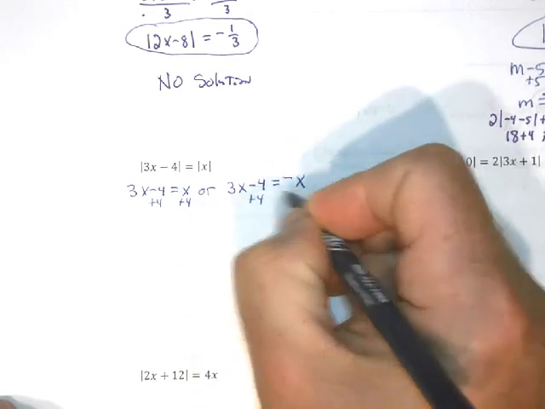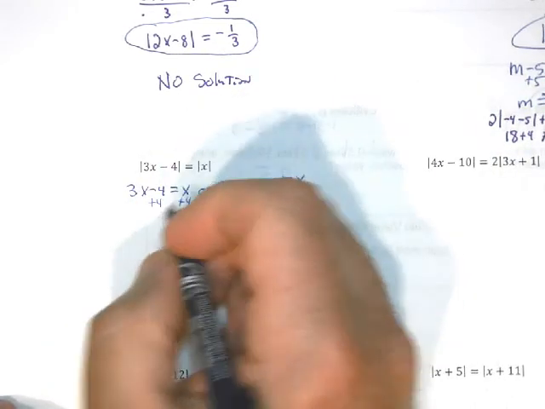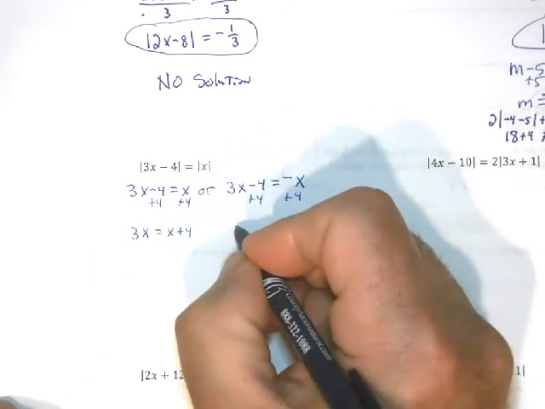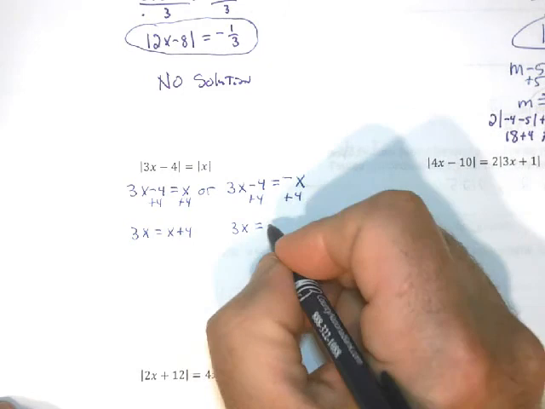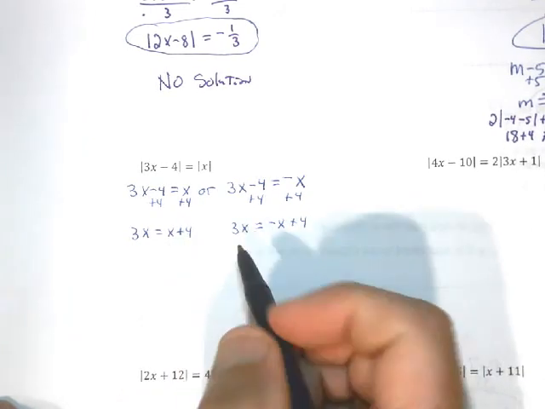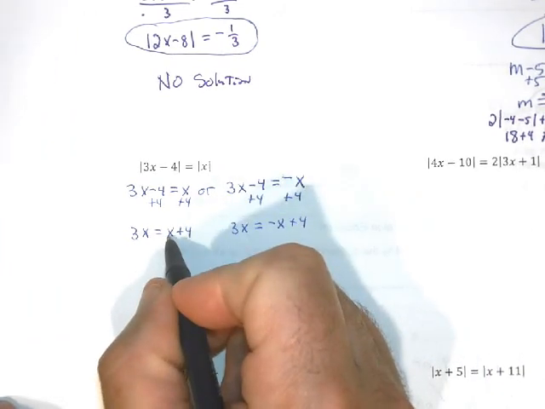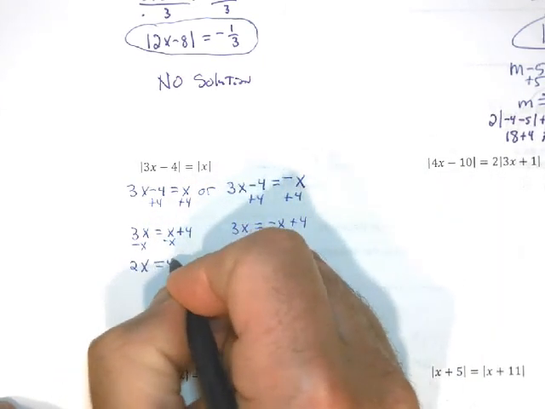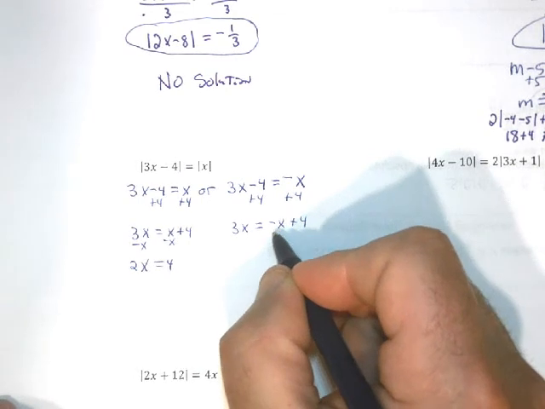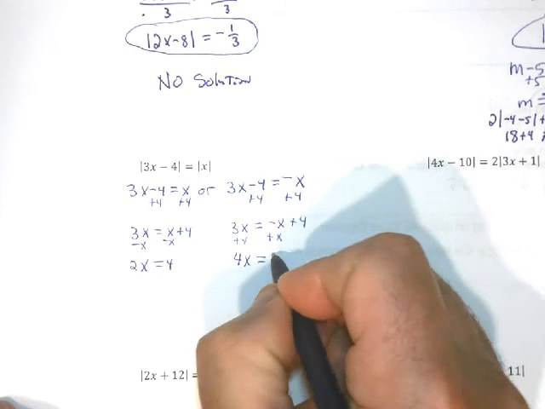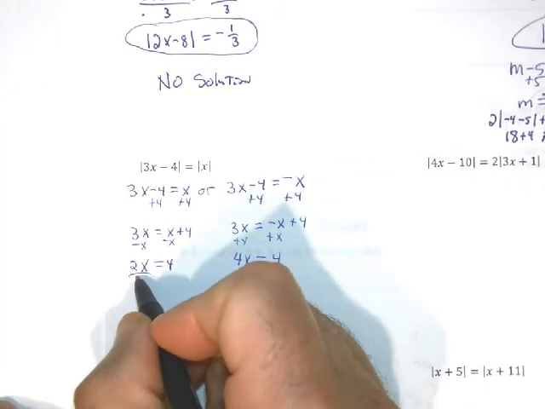So I'm going to go ahead and add 4 to all of them right across the board. So we get 3x equals x plus 4, and we get 3x equals negative x plus 4. This is where you need to adjust. It won't be the same all the way across the board. So we have a positive x on this one, so we're going to subtract x from both sides. So we get 2x equals 4. And then over here we have a negative x, so we're going to add x to both sides. So we get 4x equals 4.